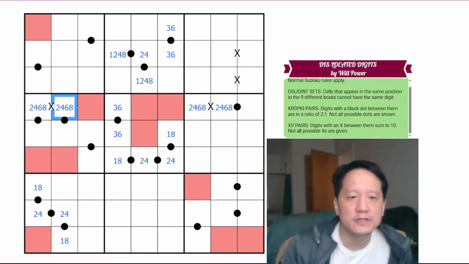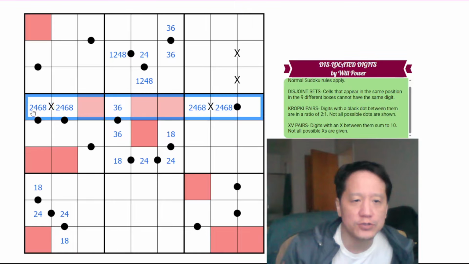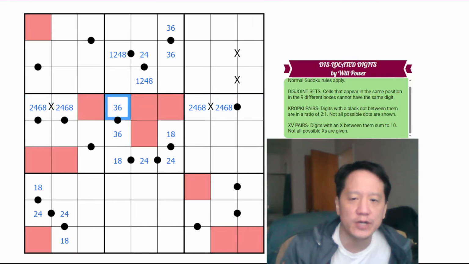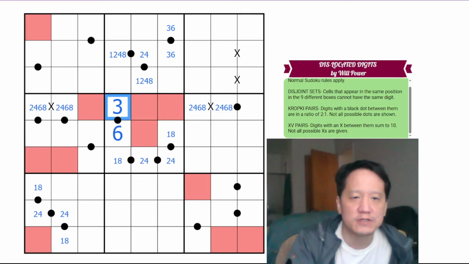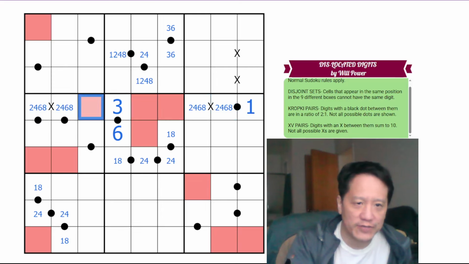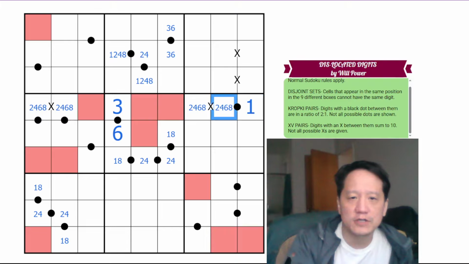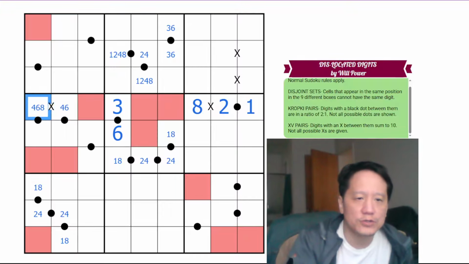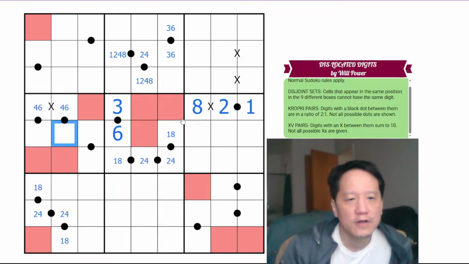Well, that means the rest of the row cannot contain 2, 8, or 4, 6. So this can't be 2, 8, or 4, 6. So it's 3, which makes this 6. This has to be 1, because that's the only digit remaining. Because remember, these are 5, 7, and 9 here. So 1 is in a 1 to 2 ratio only with 2. So that's 2 and 8. This can't be 2 and 8 here. So this is 4 and 6.